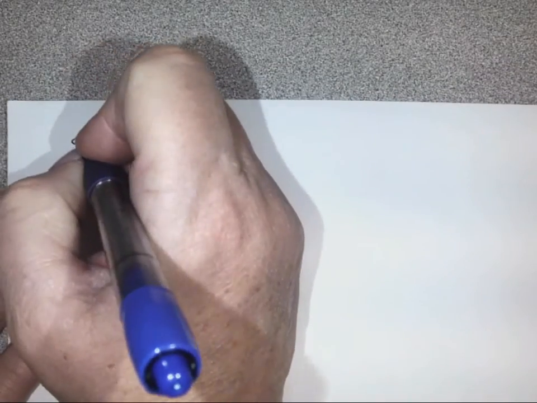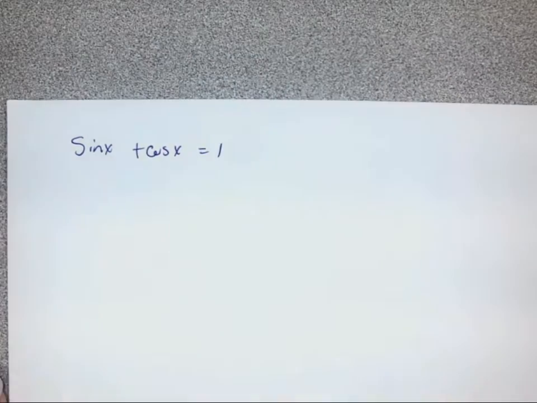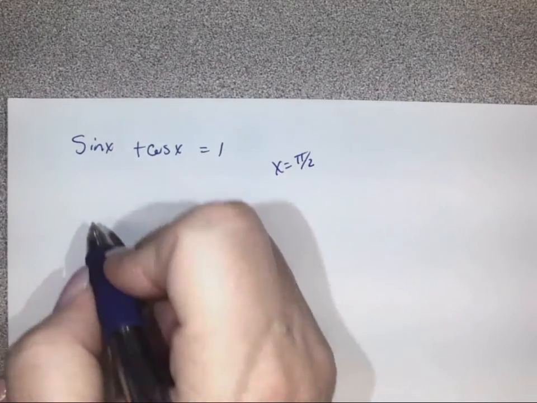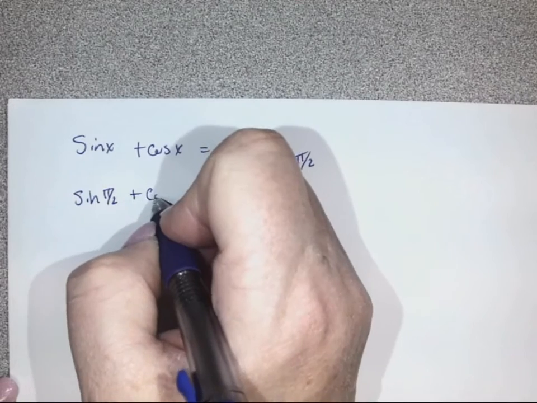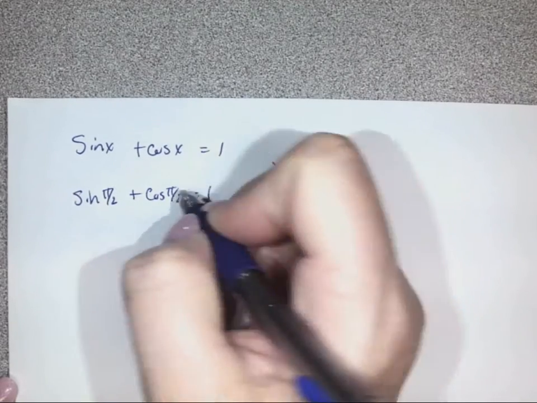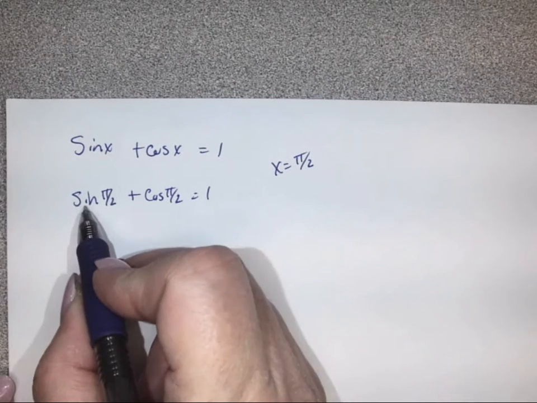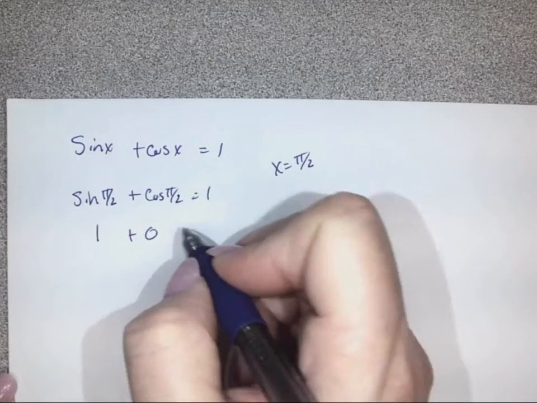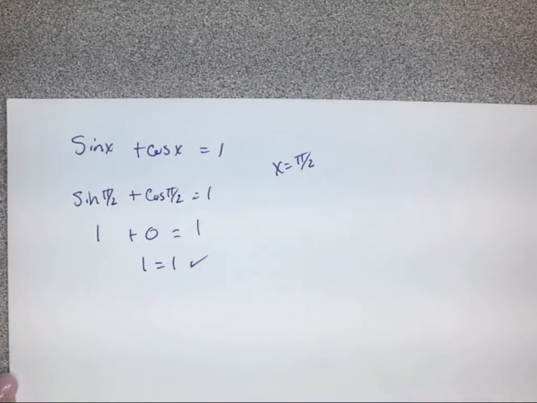So if we have sine x plus cosine x equal to 1. Now this is not squared, it's just sine and cosine. If we try it for x equal to pi over 2, we have the sine of pi over 2 plus the cosine of pi over 2. We want to know if that equals 1. Well, knowing our trig functions from our unit circle, we know that the sine of pi over 2 is equal to 1, and the cosine of pi over 2 would be equal to 0. Well, 1 plus 0 is 1. 1 equals 1. It is true.